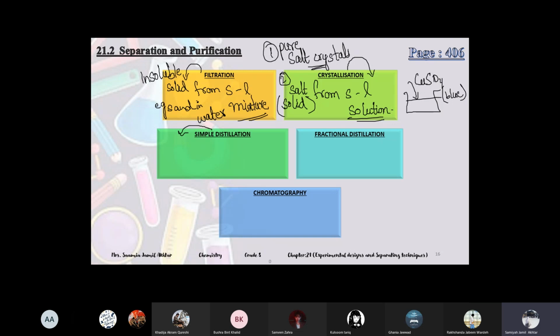Now simple distillation is for when we have a solid-liquid solution, like in crystallization, but this time we want the pure liquid, not the solid. If we want pure liquid from a solid-liquid solution, then we do simple distillation. There is a difference. Which thing do we want? If we want to take out the pure solid, then we do crystallization. And if we want pure liquid from it, then we do simple distillation. Are you getting it?